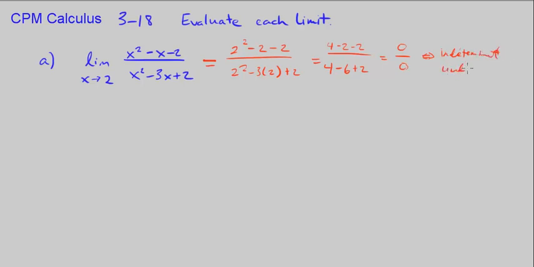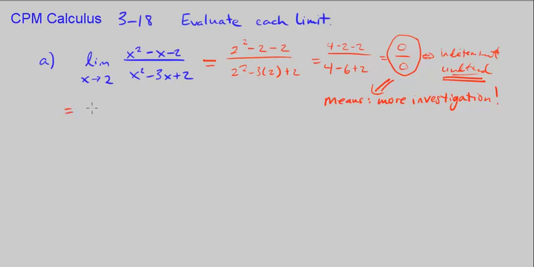So undefined. Okay. Whenever we get 0 over 0, we cannot just say the limit's 0, because 0 over 0 is undefined. We need to do more investigation. We know that this doesn't work, so let's see if we can factor anything out.